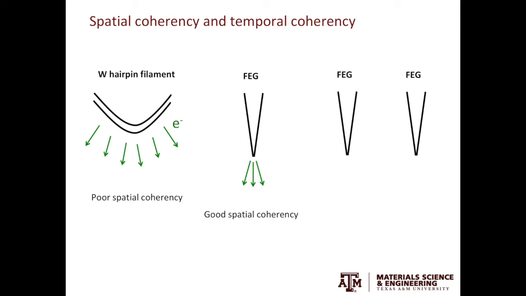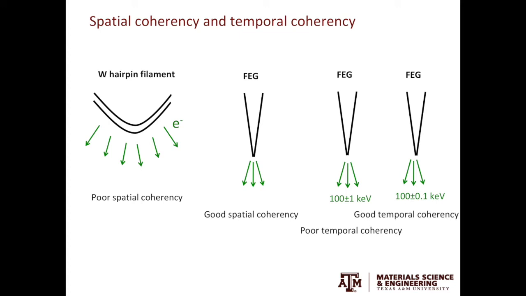The temporal coherency tells us the energy resolution of the electron source. For example, we have two electron sources. The first one has energy spread of 1 keV, while the second has energy spread of only 0.1 keV. We say the second type of the source has better temporal coherency.